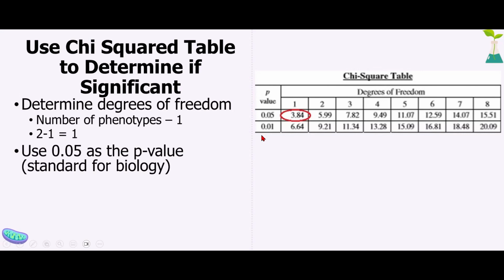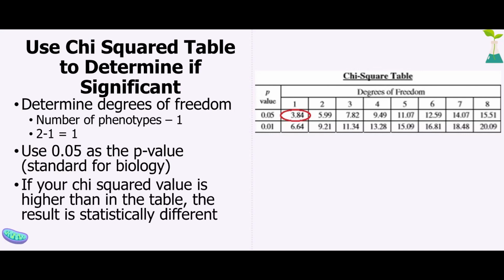Different fields or different requirements might do a p-value of 0.01 or whatever, but just for the purpose of this video, we're going to use the 0.05 p-value. So you're basically going to find your degrees of freedom, which is 1, and your p-value, which is 0.05, and our golden number right here is 3.84.